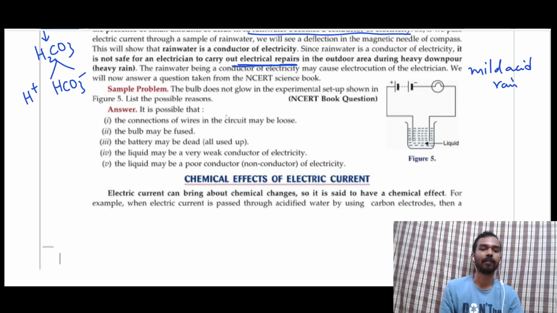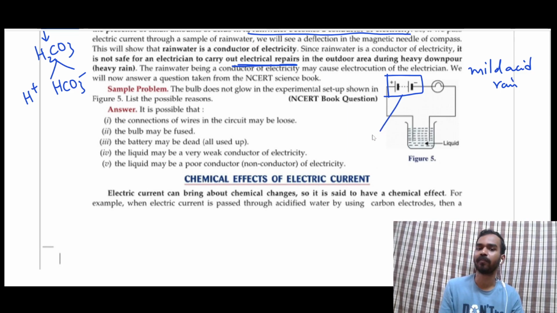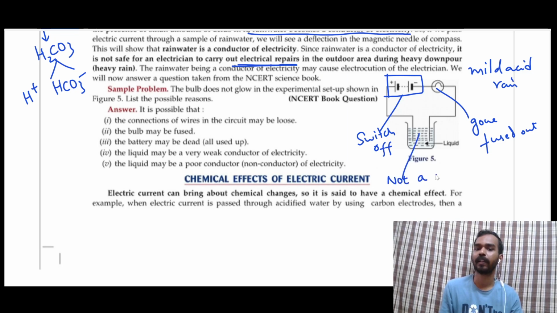Okay, so here is a problem. You have a circuit, a source, a bulb, and a conductor. The bulb is not glowing. What all reasons could there be? This could be switched off, so there is no current. Or the bulb is gone, which means fused out. Or this is not a conductor, not an electrolyte. Or this is a weak electrolyte, but this is a big bulb.